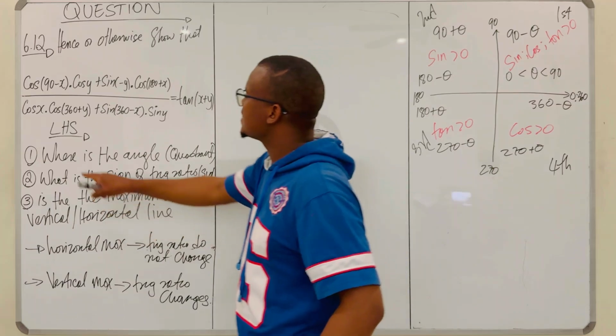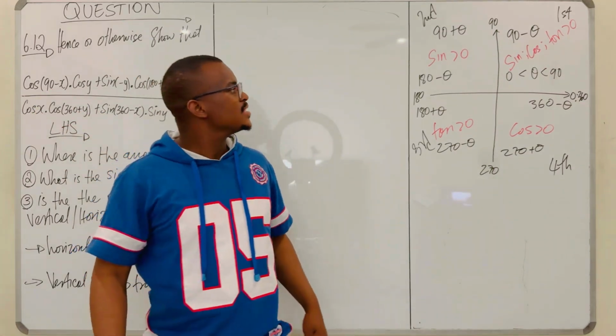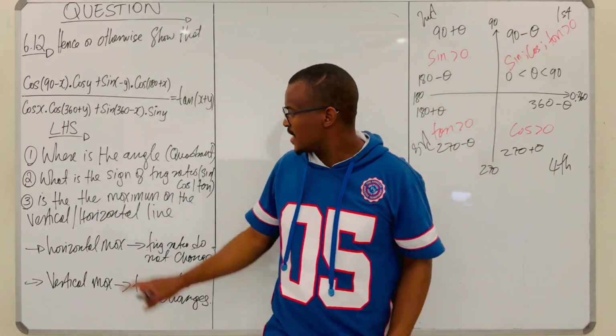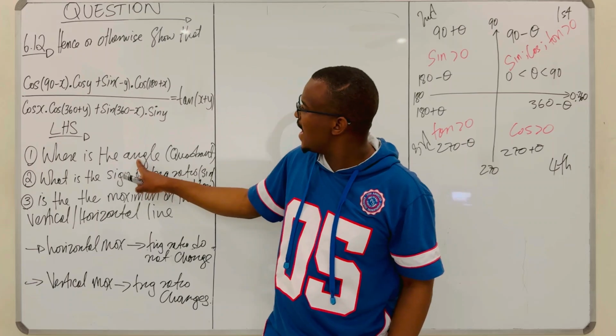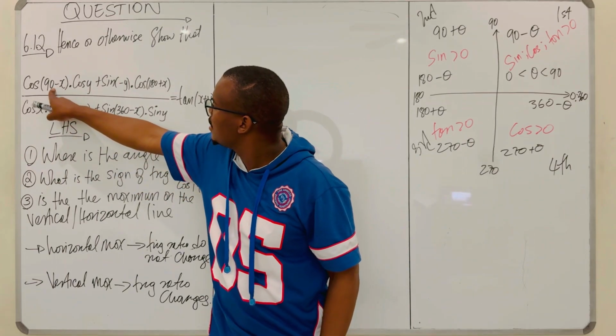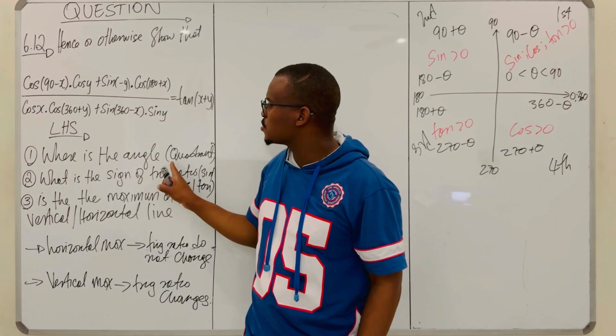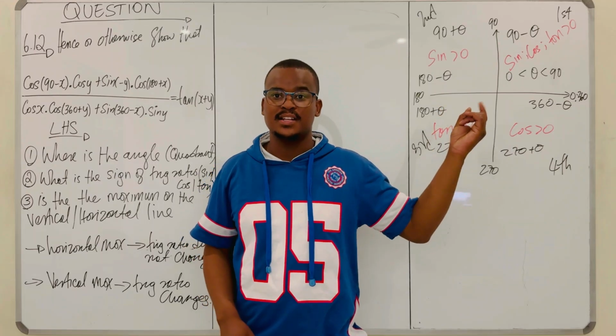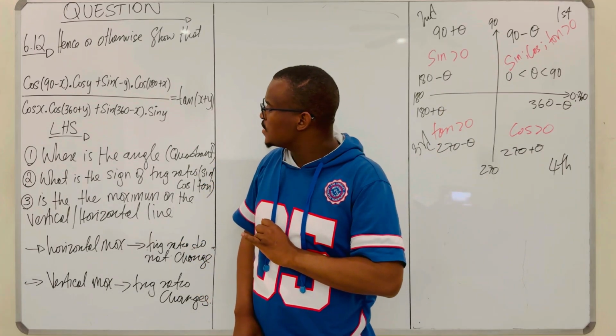So, where is 90 minus? 90 minus is on the first quadrant. That is the first question. I'm asking, where is the angle? The angle is what is here. Where is 90 minus? Which quadrant? It's on the first quadrant. That's the first question. You go to the second question.